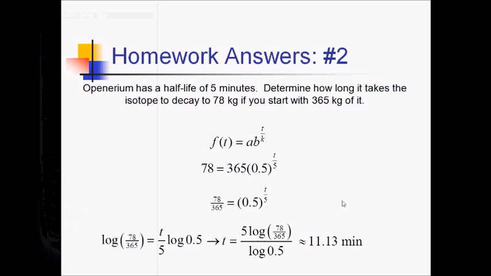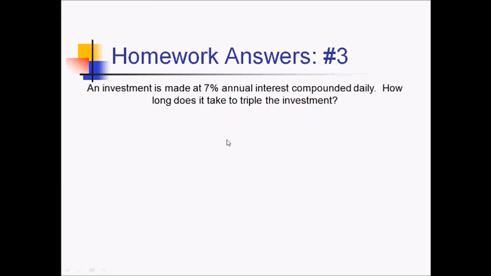So there we go. On this problem, we have an investment made at 7% annual interest compounded daily, so that's going to complicate things a little bit. How long does it take to triple the investment? So we're going to start with the formula f of t equals p b to the t. Next, since I'm compounding daily, I need to come up with a b value that lets me do that. So I'm going to use my formula of 1 plus r over k to the k.